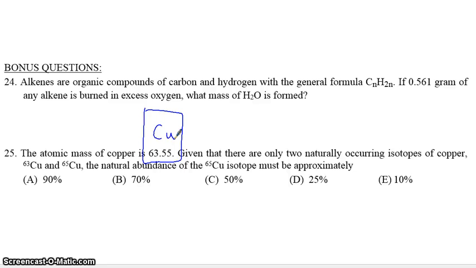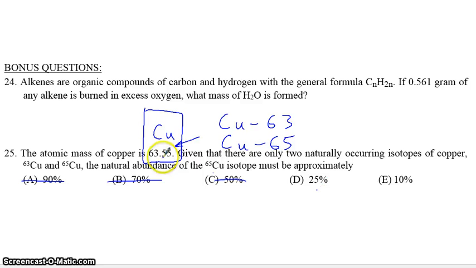So we know that the 65 is less abundant because the mass is closer to 63. Again, there is copper 63 and copper 65 out there. Since the mass matches more for copper 63, we know copper 65 should be less abundant. So it can't be more abundant. It can't be 70%. It can't be 90%. It can't be half, because if it were half, this would be exactly 64. So it's between 25 and 10.